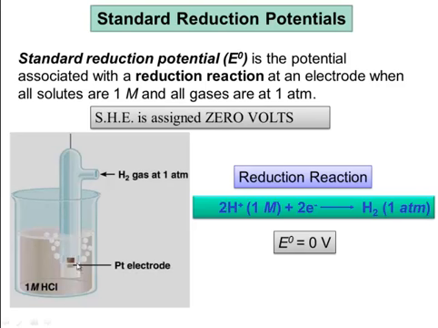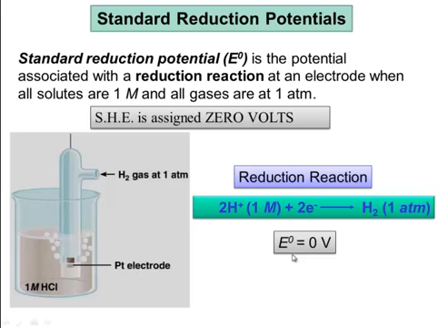It consists of a platinum electrode onto which hydrogen gas is adsorbed at a pressure of 1 atmosphere, and the platinum electrode is dipped in a solution of 1 molar HCl. So basically the pressure of the gas is 1 atmosphere and the concentration of the solution involved is 1 mole per liter. In that case, the potential of this electrode is given a value of 0 volts.